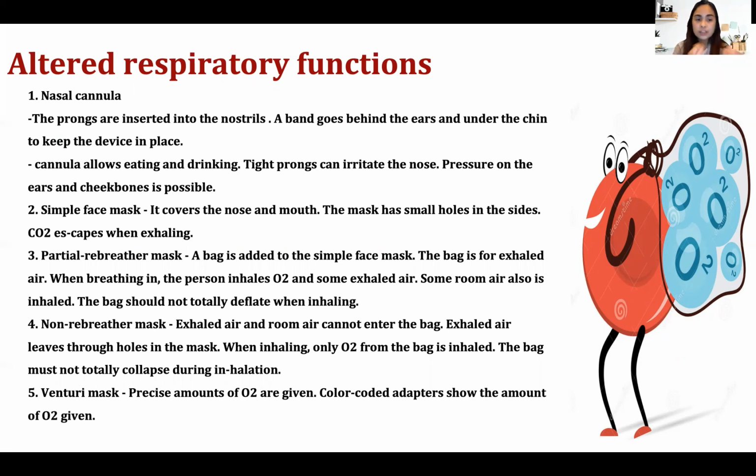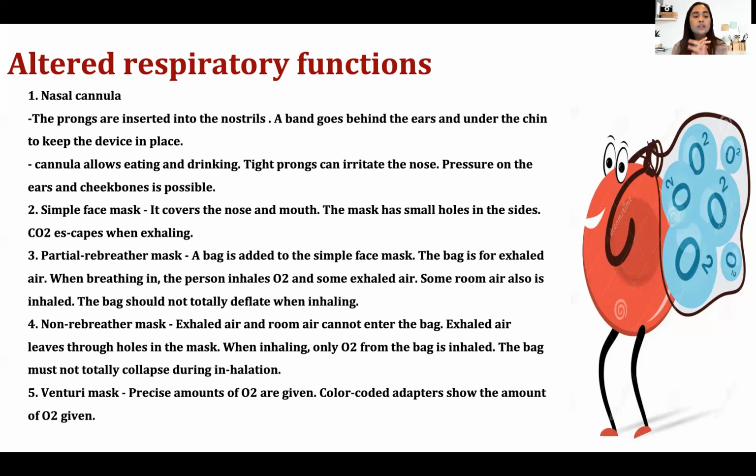Then the partial rebreather mask has a bag. The bag is added to the simple face mask. The bag is for exhaled air. When breathing in, the person inhales oxygen and some exhaled air. Some room air is also inhaled. The bag should not totally deflate when inhaling.